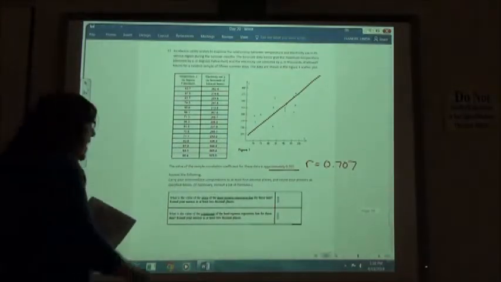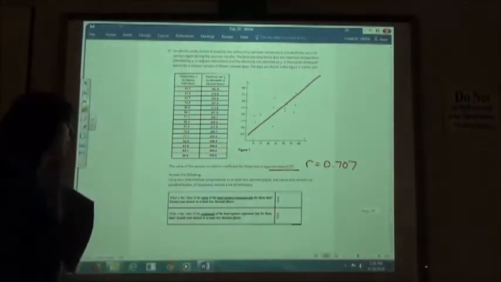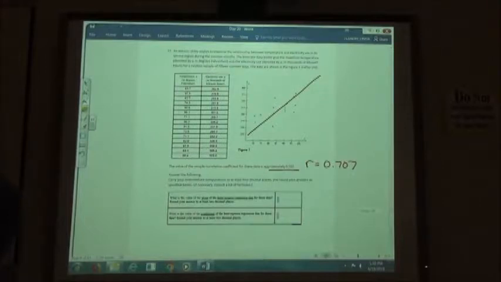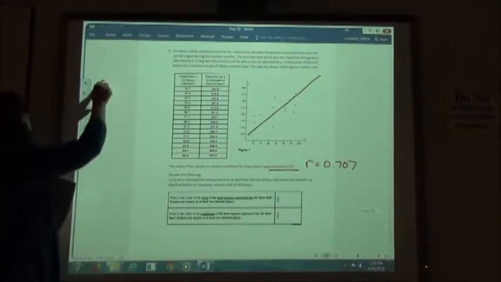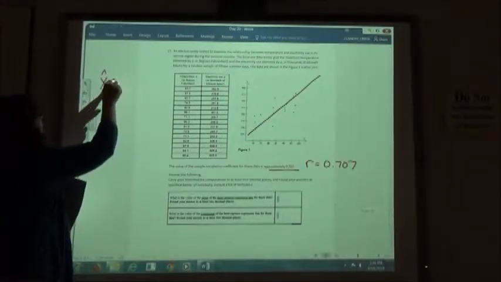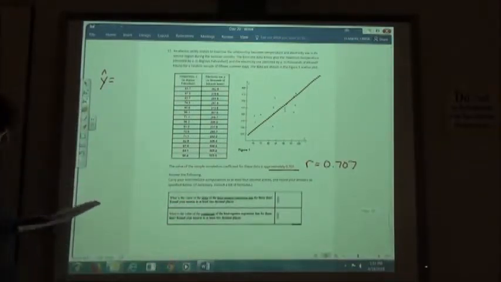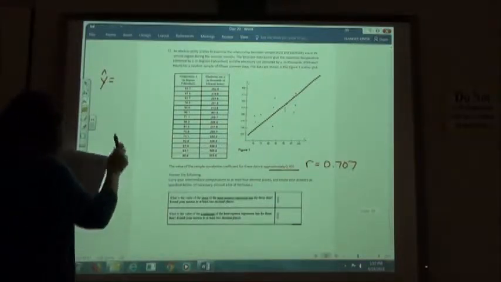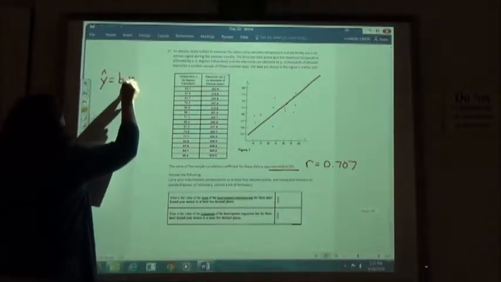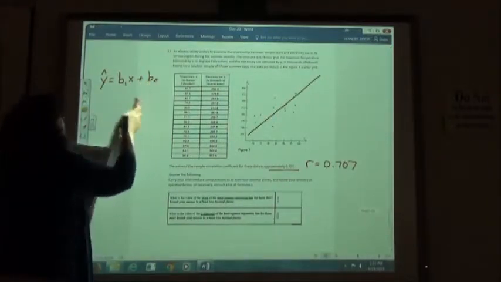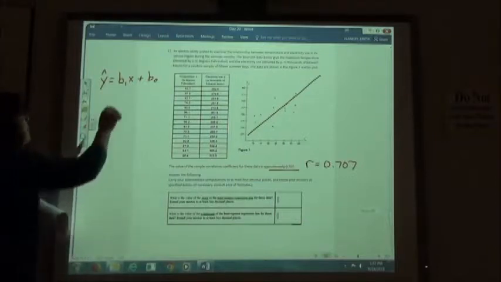So first of all, they're going to have us find the value of the slope for our least squares regression line. So again, we're going to do our regression line y hat equals, and first of all, we're going to find the slope of that value, which is the number in front of the x. So in order to find the slope of that value, they're going to tell you that we're going to do y hat equals b sub 1x plus b sub 0. The b sub 1 is the value of your slope.